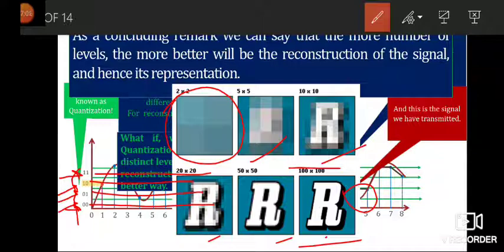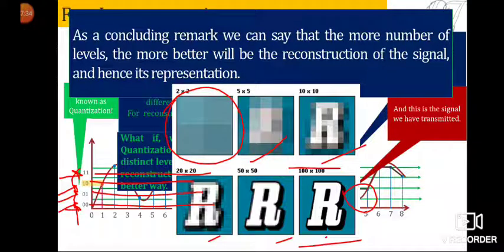There is one more important thing: if I have more levels, then the difference between two consecutive levels will be very low. That difference between two consecutive levels is known as step size. That is responsible for one change in LSB. We'll understand that a little further in the next slides.